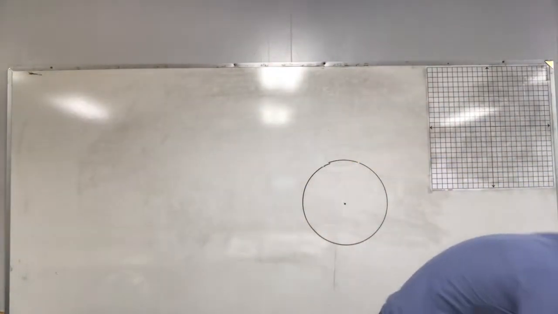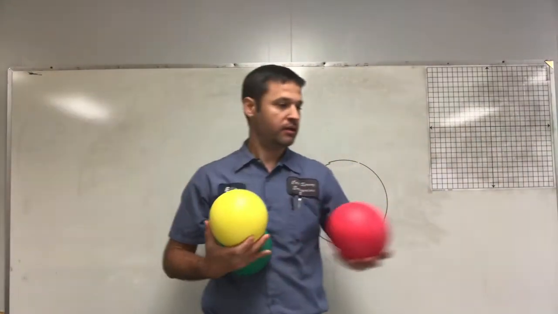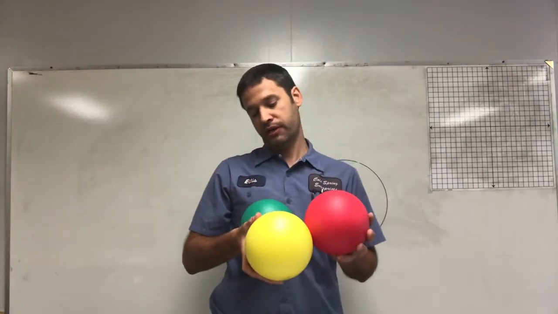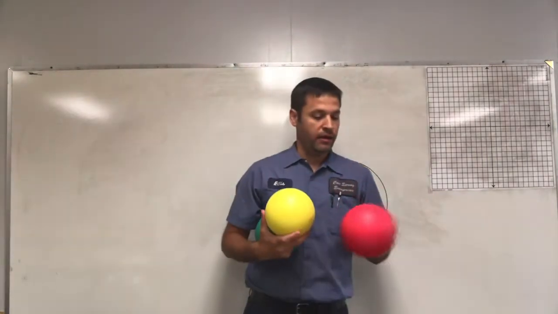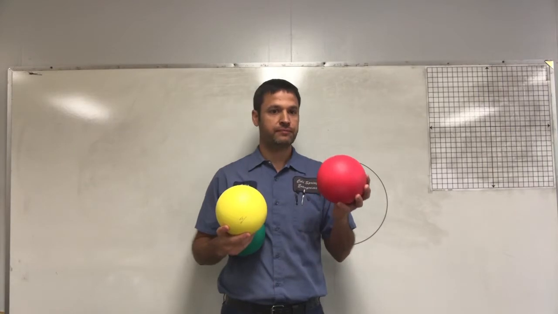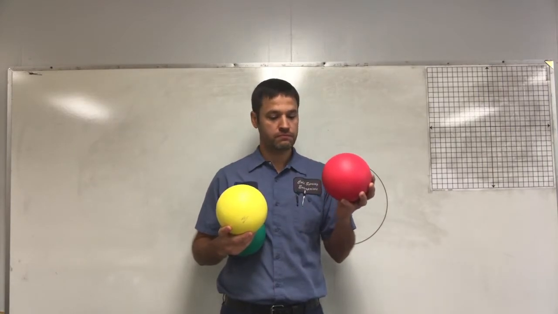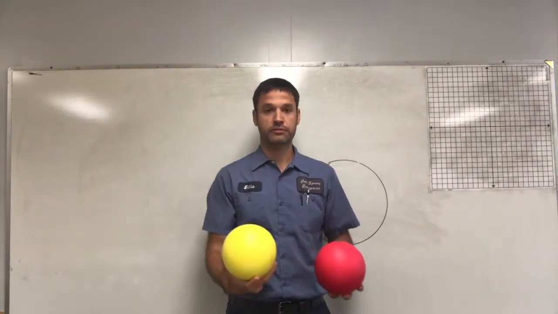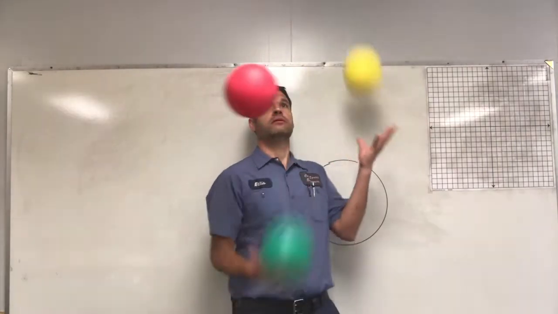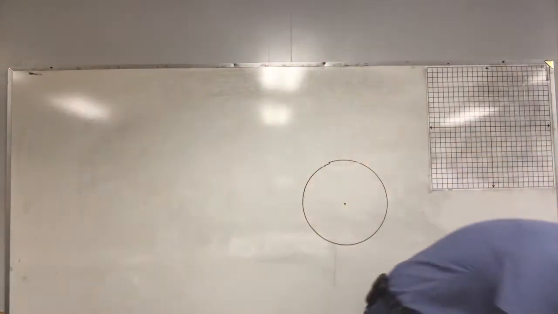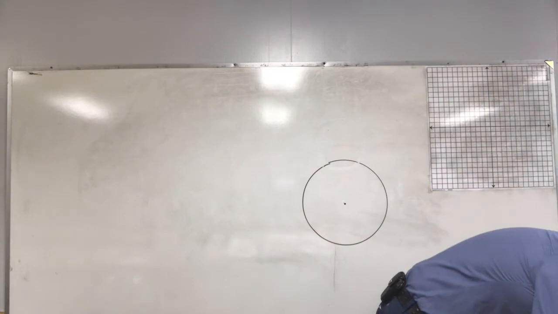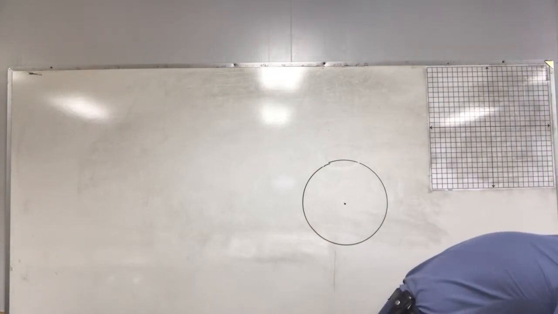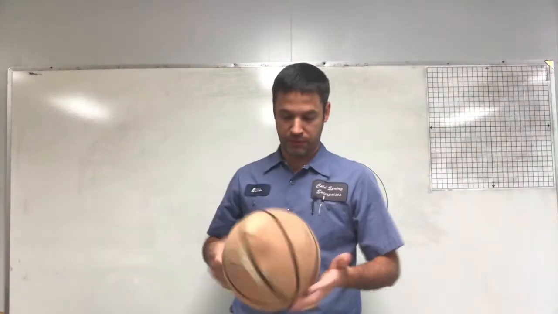Here's more spheres. These are nice spheres that happen to be in this classroom. There's a purple one over there as well. Dodgeball, gator skin dodgeball. It's kind of a nice round sphere. And I don't think I can juggle these, but I'm going to try. No. All right, back to our good old standby basketball here.